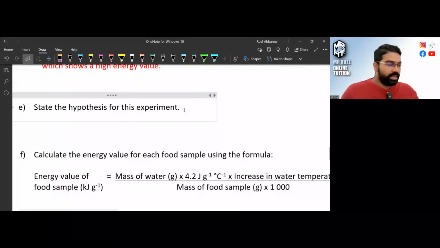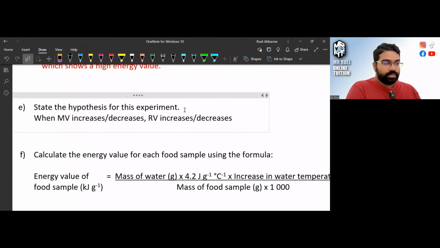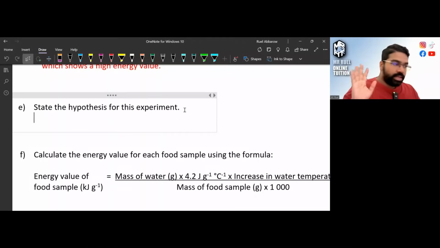So hypothesis again, guys, same format, same format for all the sciences. Usually we use: when MV increases, decreases, RV increases, decreases. Now, I told you in the previous videos, this can only be used if the variables are quantitative. They have values. Now, our MV is the type of food sample. Does it have any value? No, food sample: groundnut and bread. How are we going to say when the food sample increases or decreases? Cannot, isn't it? So in this case, we cannot use this format.